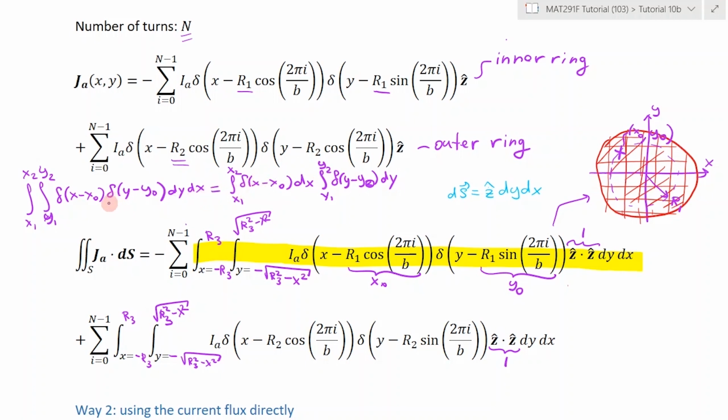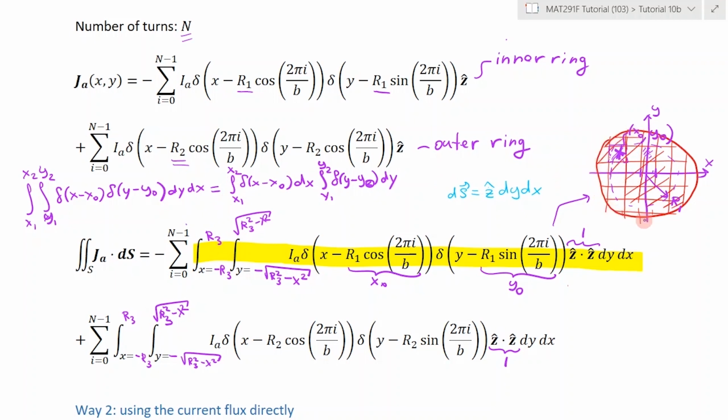If at least one of these peaks is not captured, the result is 0. So we have that if this rectangle captures this location, then the result is 1. If it doesn't, for example, we're integrating over this patch, the result is 0, because in this case the x1 to x2 interval is going to give us a result of this guy being 0.